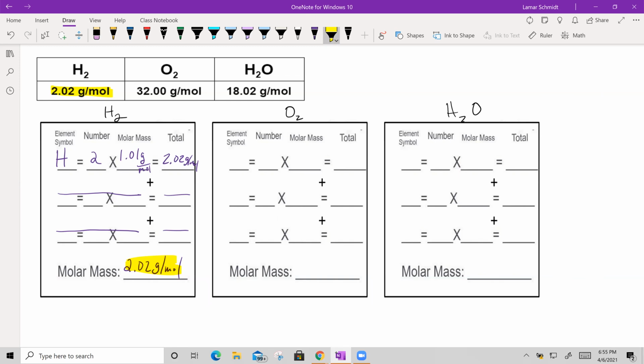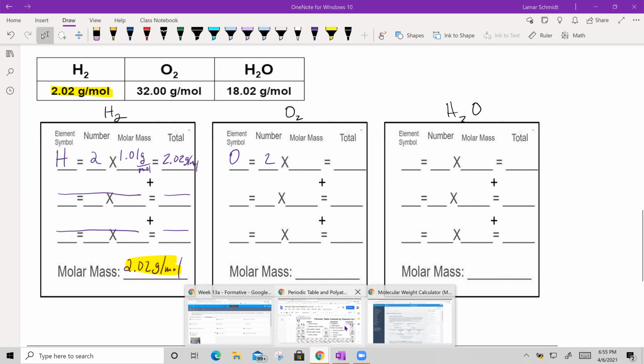Let's do it for oxygen. So for oxygen, very similar to hydrogen, it is only made up of one element, and that is oxygen. Very similar to hydrogen, it has two, and you may notice this, that both of them are diatomics. Hydrogen is a diatomic, oxygen is a diatomic. And then you need to know the molar mass of oxygen.